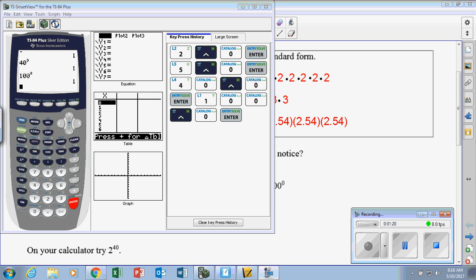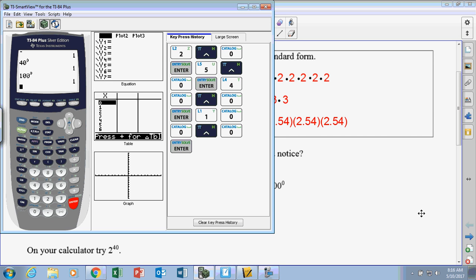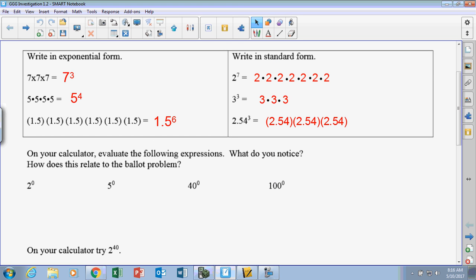All right, so what'd you notice? They're all 1s, right? So this was 1. That was 1.